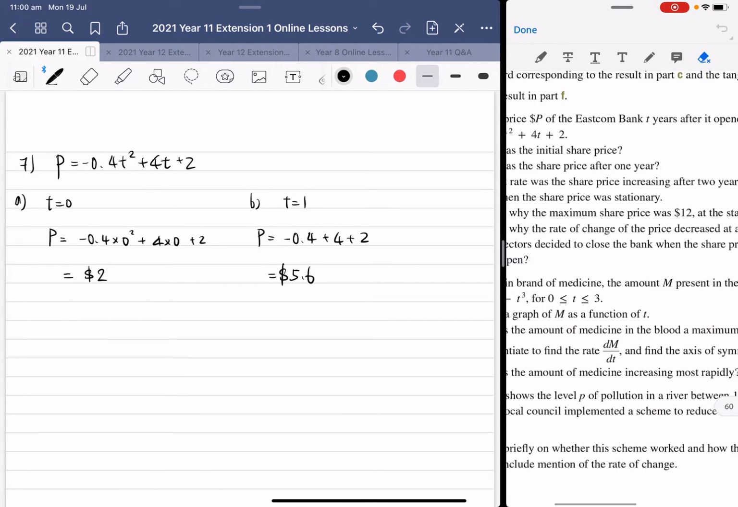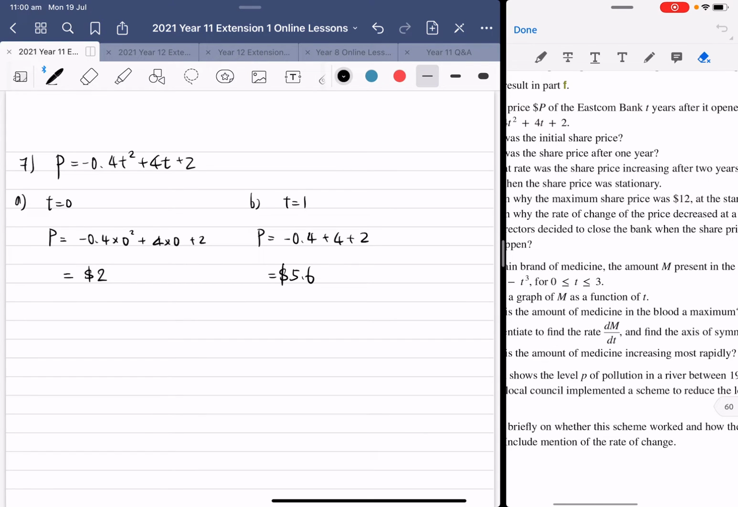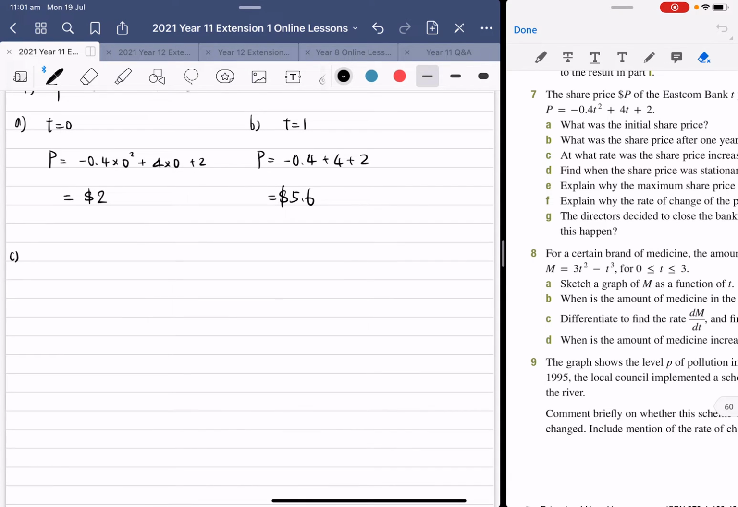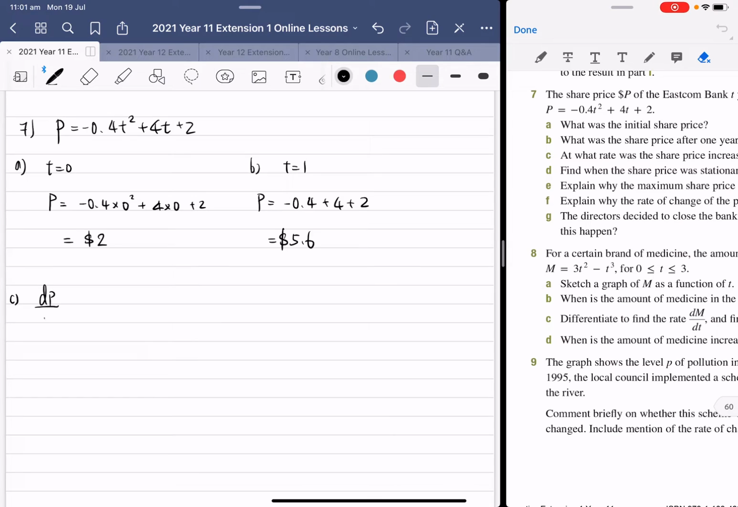At what rate was the share price increasing after 2 years? The question asks you for the instantaneous rate after 2 years. So what we need to do is dP over dt, find the rate with respect to time. That's negative 0.8t plus 4. Then at t equals 2 years later, the instantaneous rate is negative 0.8 times 2 plus 4, so that becomes 2.4. So the rate is $2.40 per year. That's how much it is increasing per year.